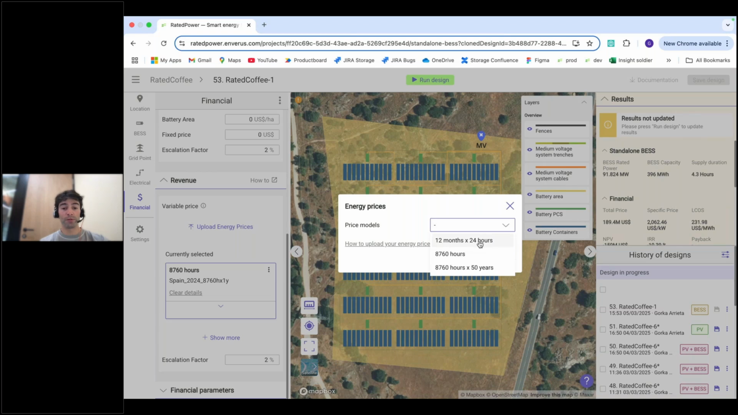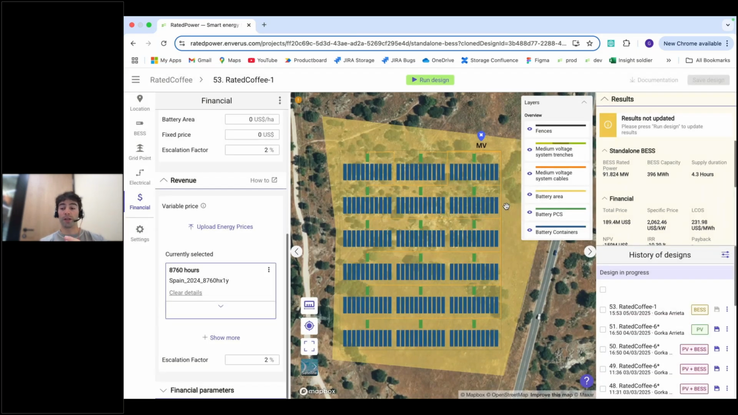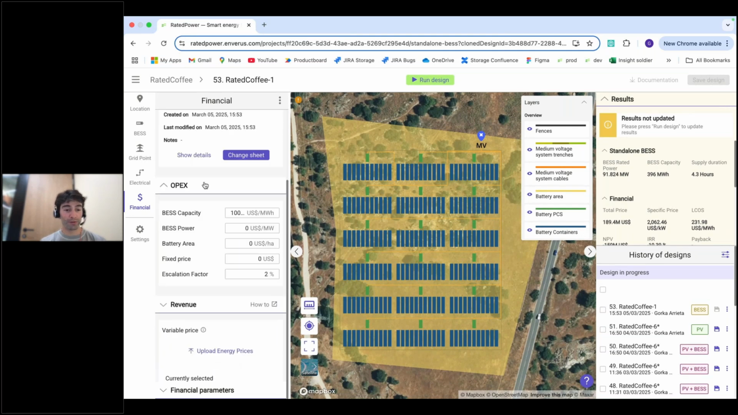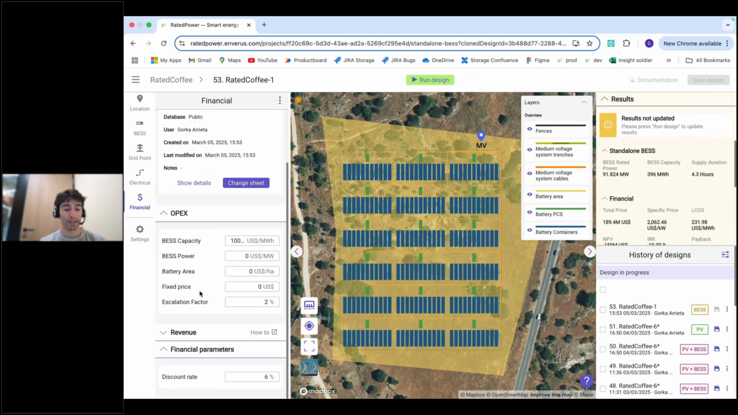You can do 12 months by 24 hours. You can do for each hour of the year, and you can do for each hour of the year for 50 years, which is the maximum that we can simulate, which I think is enough for a battery system, right? Escalation factor also for the revenue and for the energy prices. And last, here we have the discount rate. This is for the financial analysis.